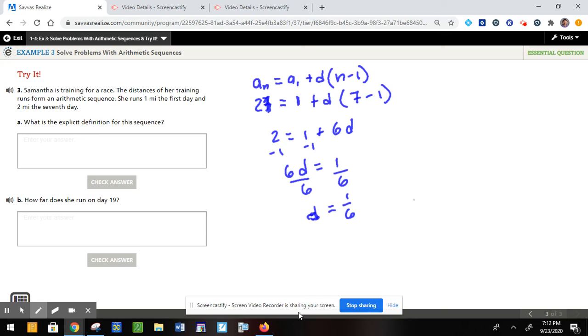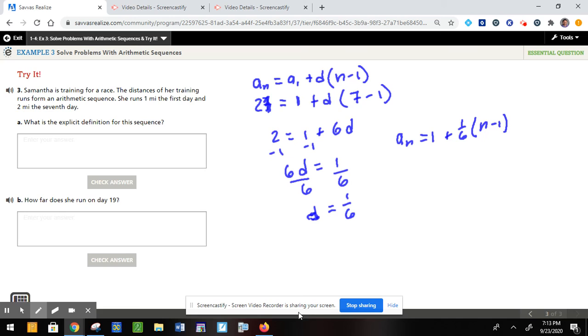So the explicit definition for that would be, well, now that I have the common difference, I already knew the first a sub 1, so then the explicit definition would be a sub n is equal to 1 plus 1/6 times n minus 1. Okay.